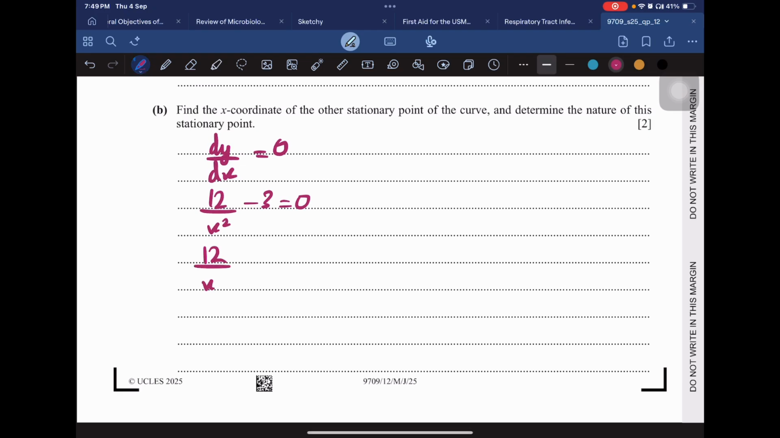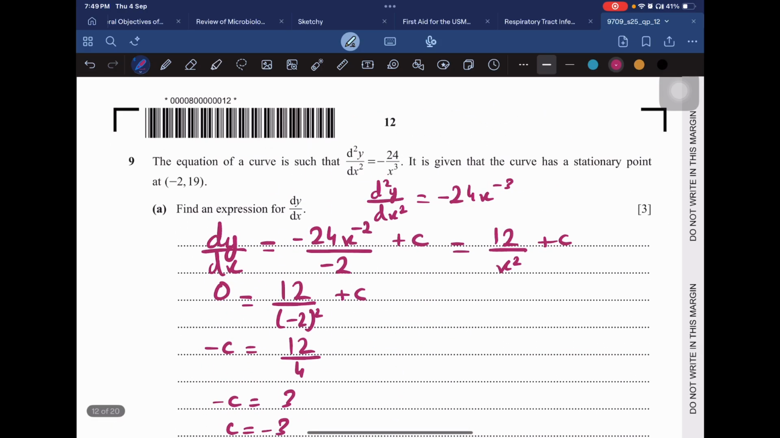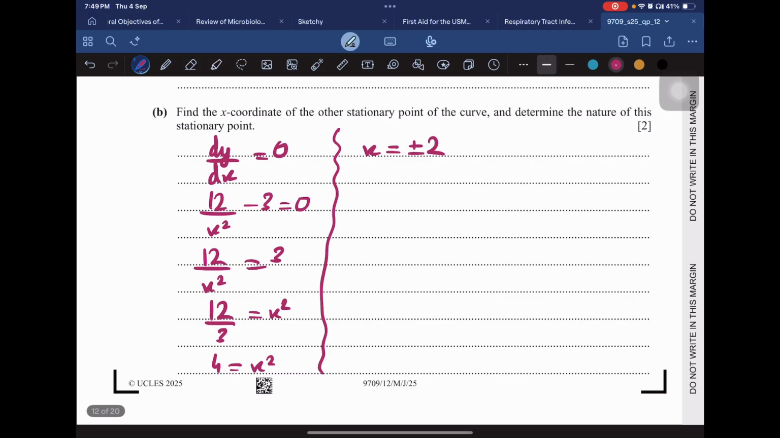12 upon x squared equals 3. 12 upon 3 equals x squared. So 4 equals x squared, so x is equal to plus or minus 2. The one that we were given in the question was minus 2. So that means the x coordinate of the other stationary point will be positive 2.